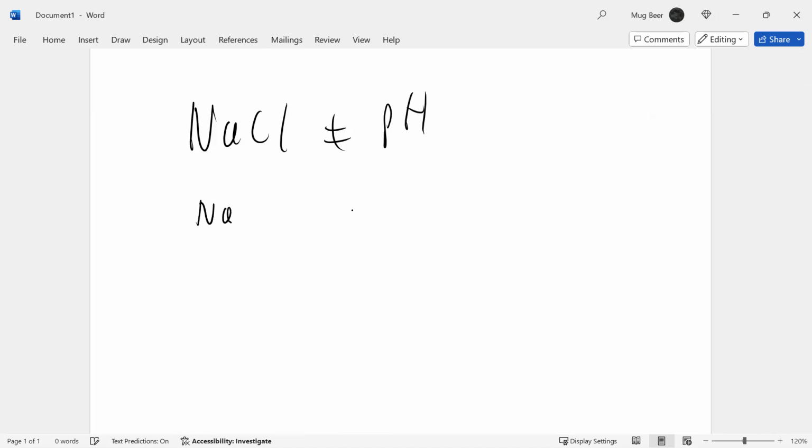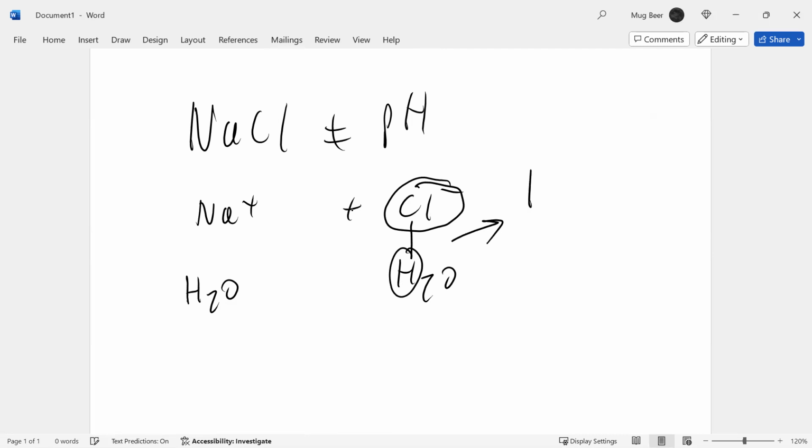So if this dissociates and turns into sodium ion and chloride ion, if I have a water molecule here and a water molecule here, will this chlorine pull an H off of here to make HCl and OH minus? Is that going to happen? Let's say it did happen. What would immediately happen?